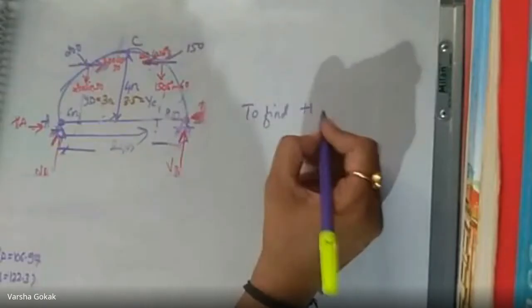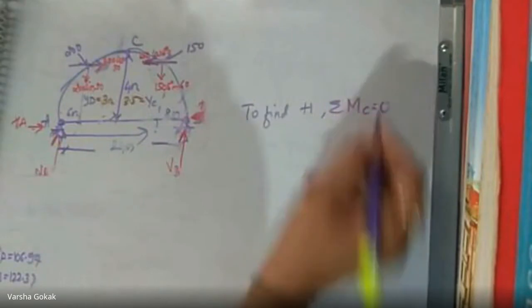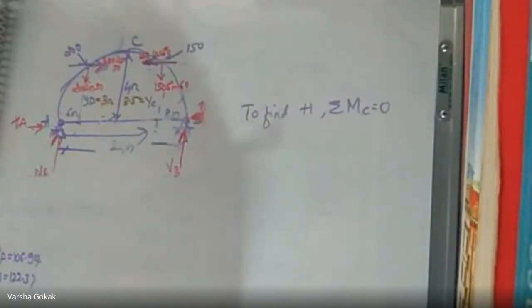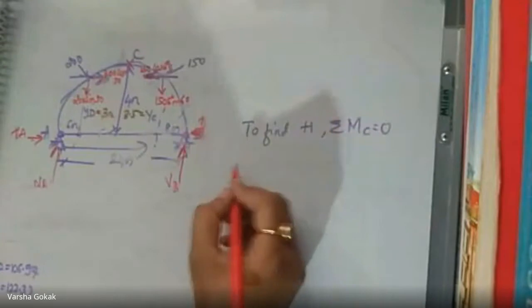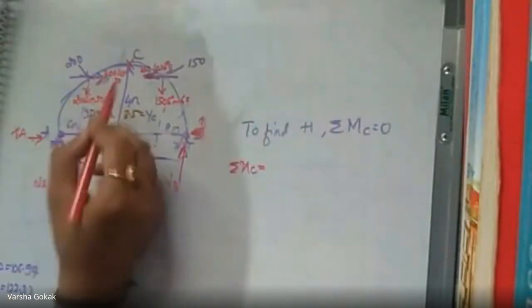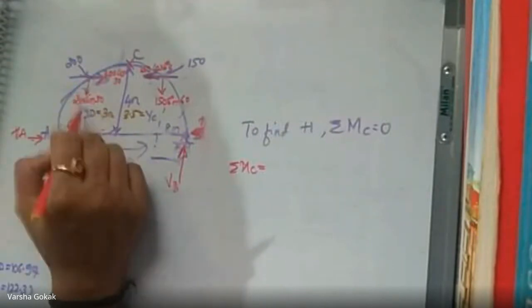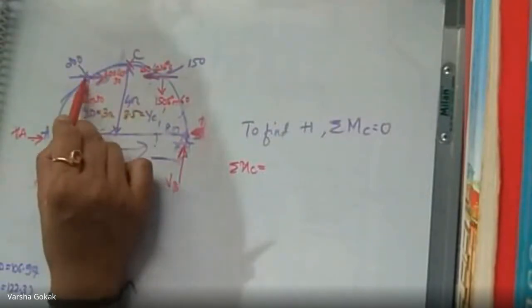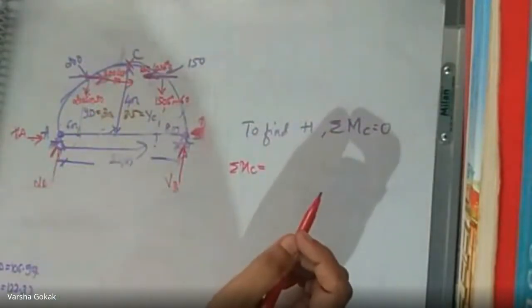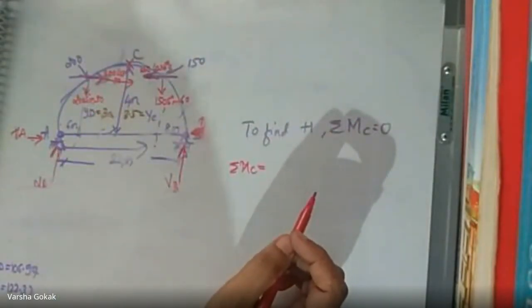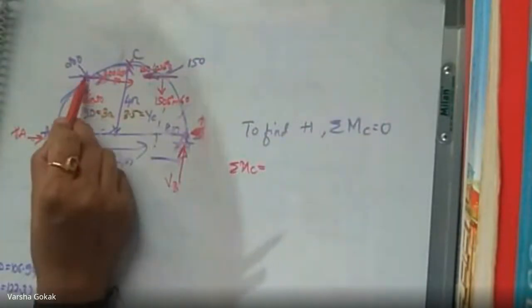We take moment at what point? Yes, at C. To find H, we take summation MC equal to 0. That is moment at C equal to 0. So let us take moments at C. So MC, when I'm writing moment at this point, I'll take VA, I'll take HA, I'll take this distance. And do I have to take this 300 cos? Yes or no? This will also go to C.